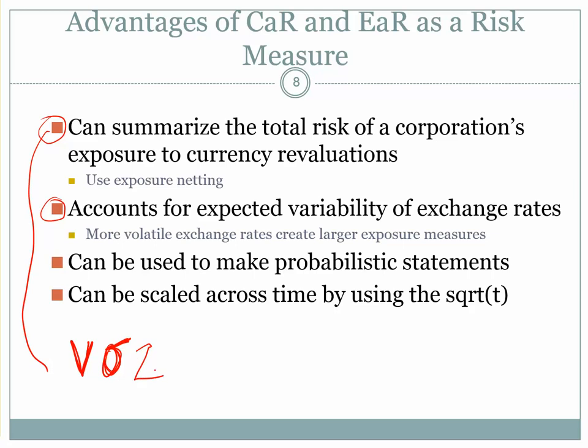And we like the fact that we have this apparatus in mathematics and statistics that allows us to make statements if we make the assumption of normality. If we assume a bell-shaped curve, we can make statements that a 1.65 standard deviation event would only happen 5% of the time. And the last thing is we like it because you can scale it across time. My risk of a 1-year position is much bigger than my risk of a 5-day position because there's just more time for the exchange rate to change. And that's why you scale the standard deviation by the square root of t.